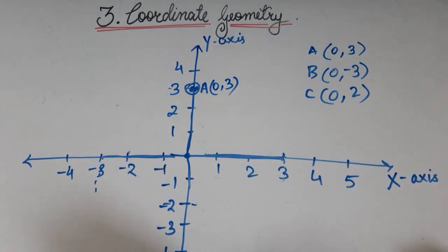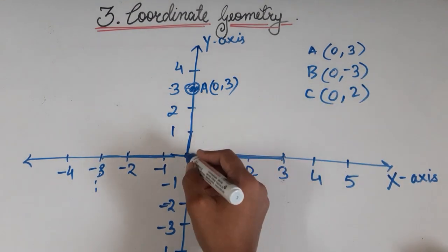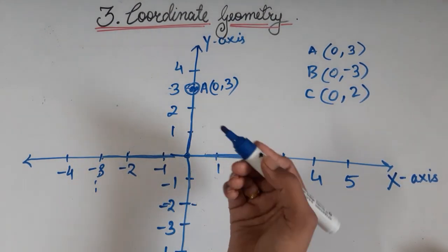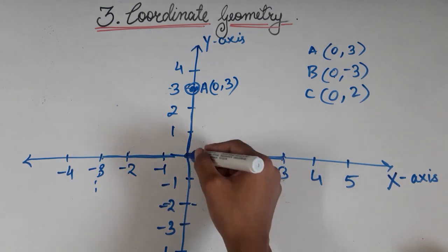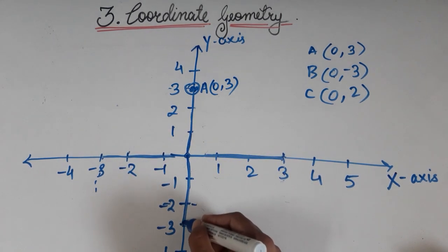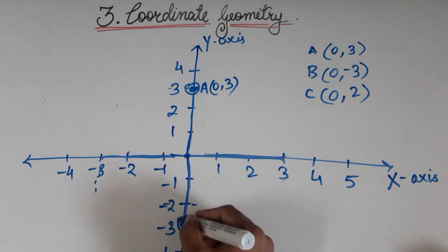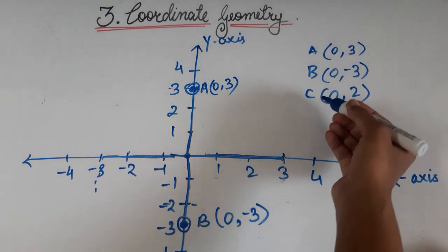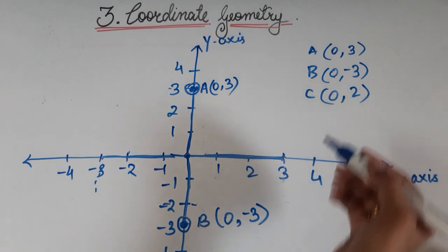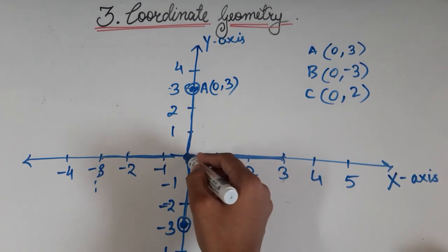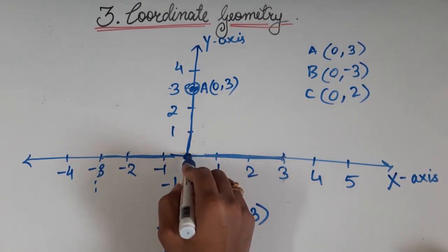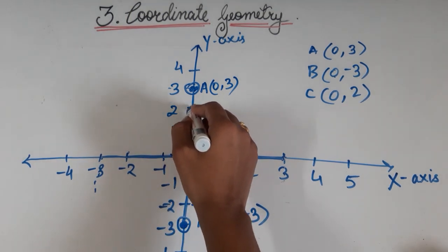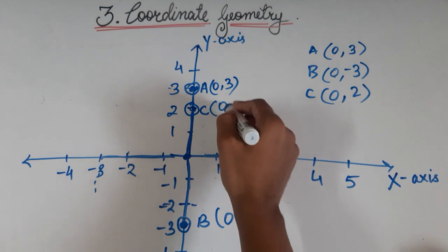Now let us locate the second one. The x coordinate is 0, so you will not move anywhere. The y coordinate is -3, so you will go below the origin by 3 units and you will reach -3. So this is the point B, (0, -3). Then the third point C, (0, 2): 0 means you will not move anywhere, and plus 2 means you will go up by 2 units, and this will be your point C, (0, 2).